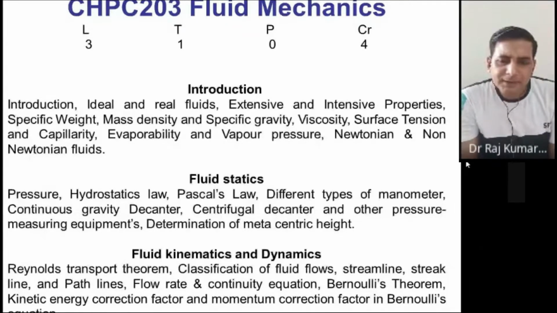Then you have specific weight. Specific weight is nothing but density multiplied by g. Or you can say it is weight per unit volume. Then you have mass density, which is simply the density you normally talk about. Specific gravity: you already know that 1 by rho is called the specific gravity, meaning the reverse of density. Then you have viscosity, surface tension, and capillary rise.